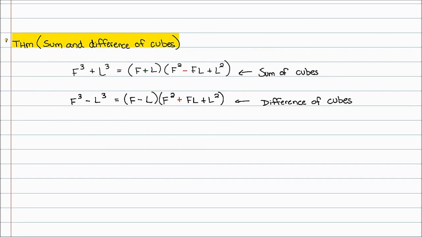The second factor is always first cubed, and then there's either a plus or a minus, first times last plus last cubed. It's just that sign that's in between the first cubed and the first last terms is always the opposite of what you are actually interested in doing. So if you're dealing with the sum of cubes, that would be a minus sign there. If you're dealing with the difference of cubes, it would be a plus sign.